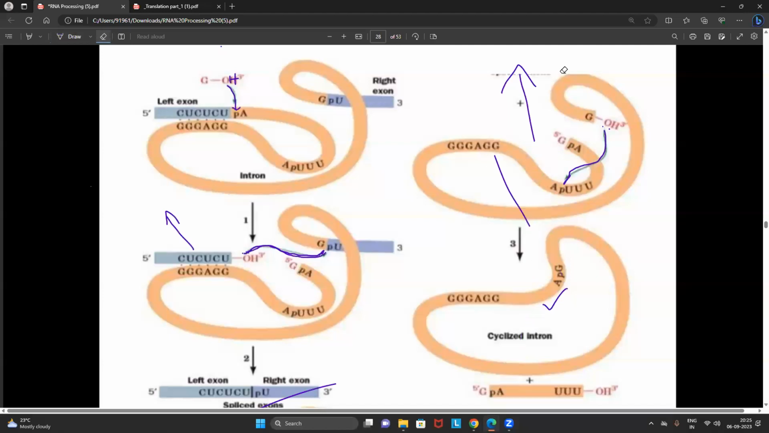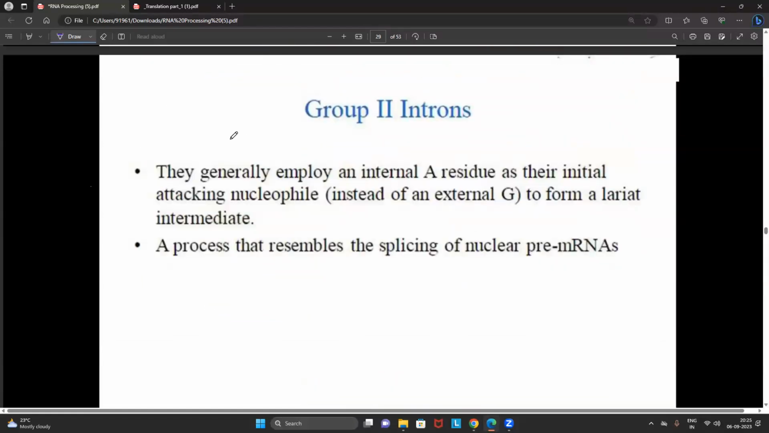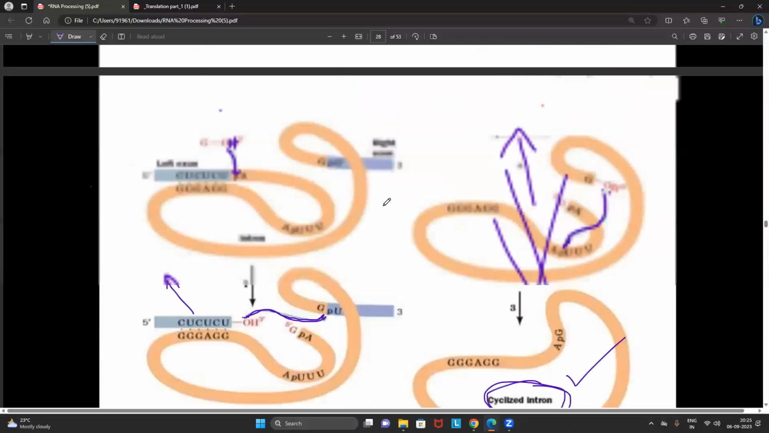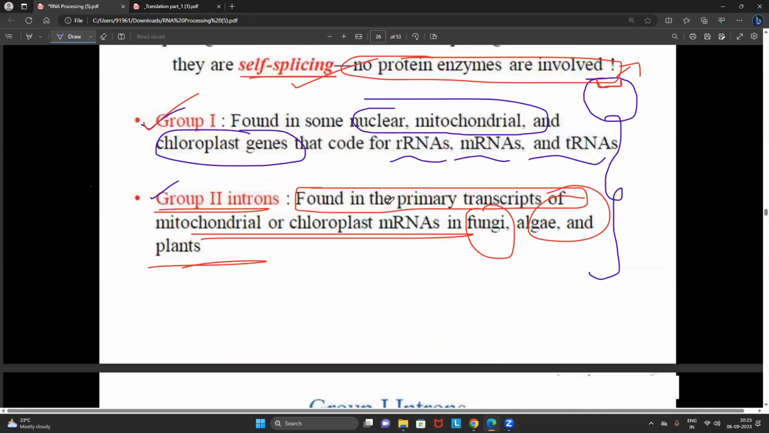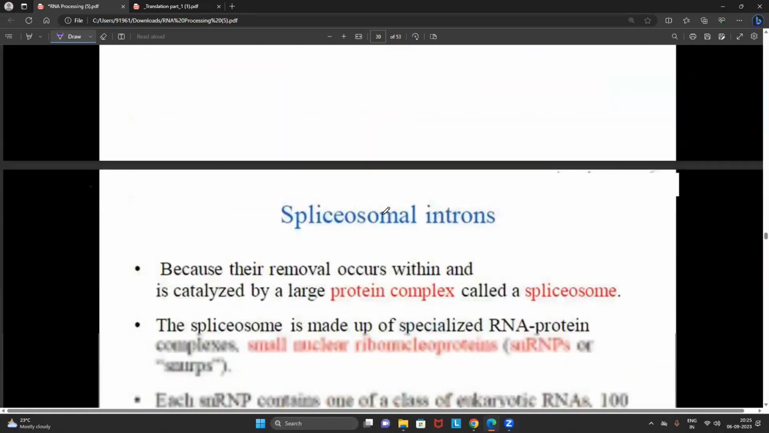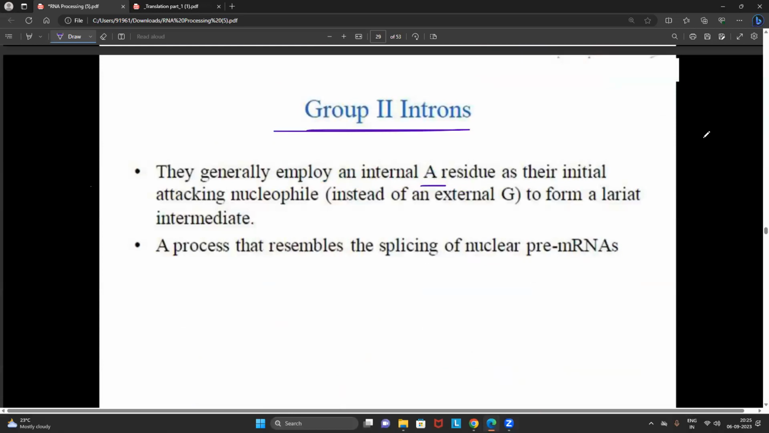But what is the point? Here the intron is not completely lariat shaped. You can see, right? We can call it the cyclized intron. And friends, if you look into the group 2 intron, it is the same common mechanism. Why? Because group 2 has its own internal adenine.